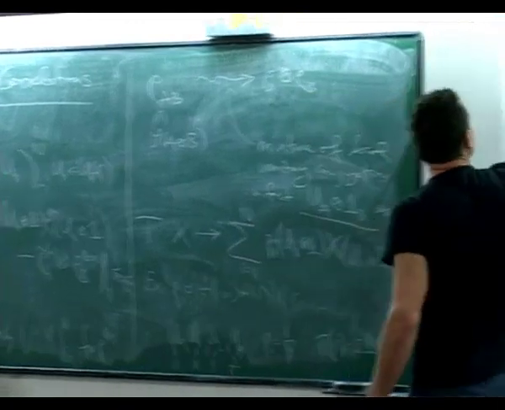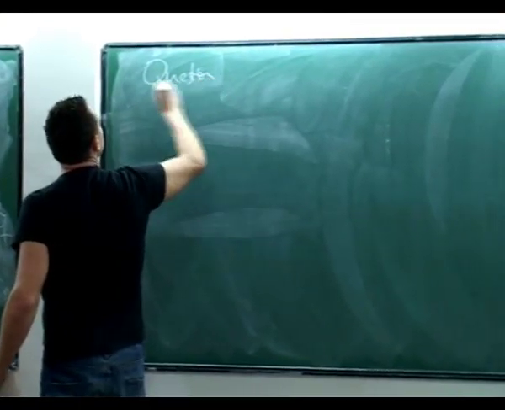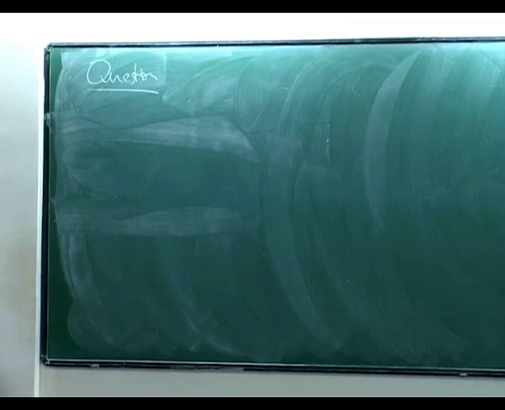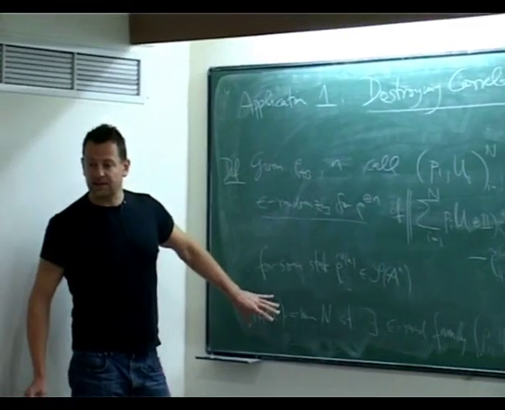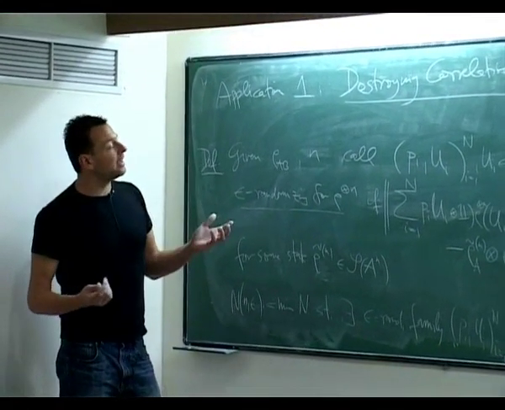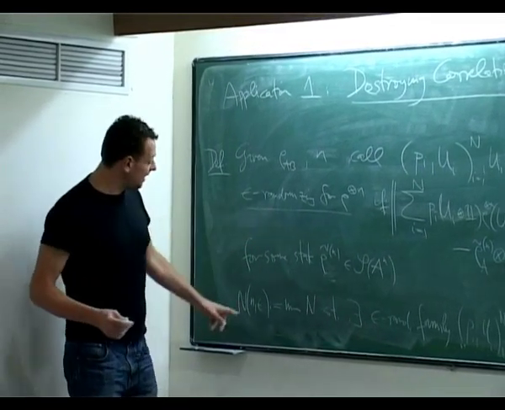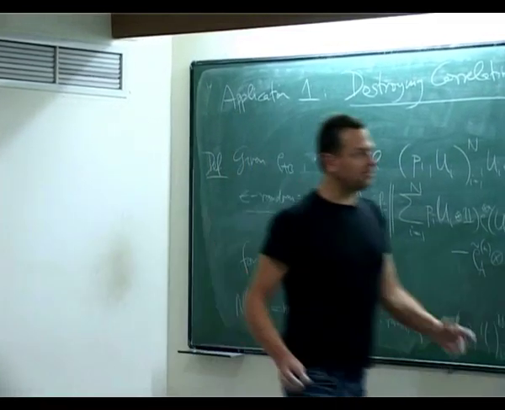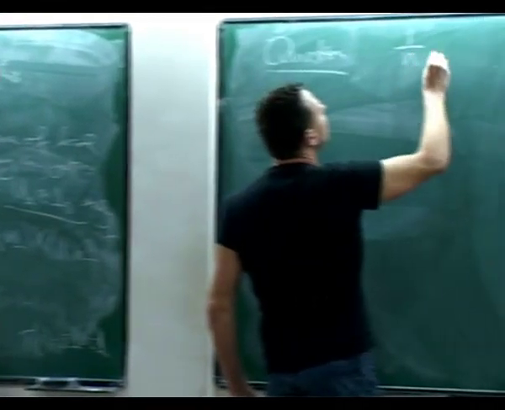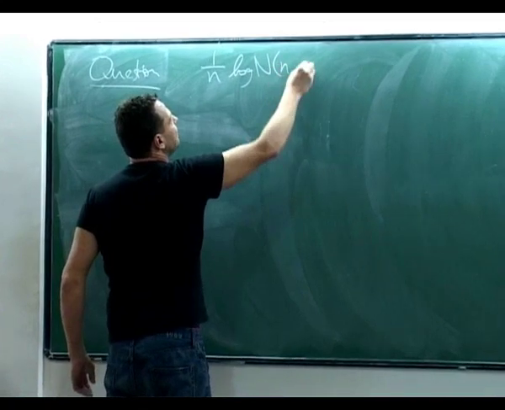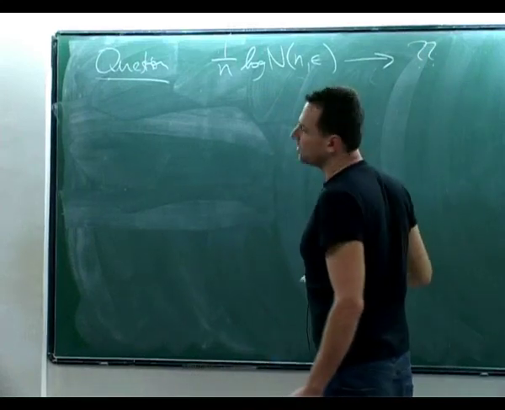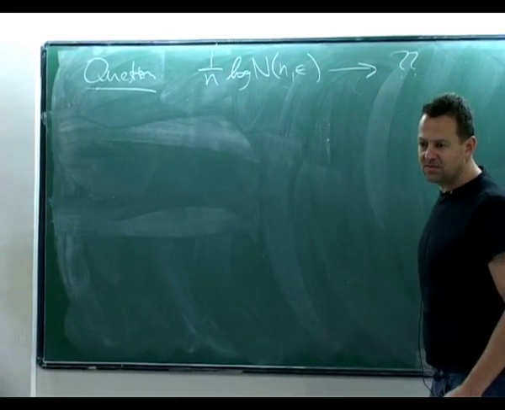So the question is, what's the asymptotic behavior of capital N? As I said, this capital N is an upper bound on the entropy of this distribution. So we take the log of that to measure the noise, the amount of randomness that's needed to be injected in the system. And then of course we divide by little n, because we have to normalize. It will turn out that this actually is a limit. At this point, it just means: what's the asymptotics of this number?